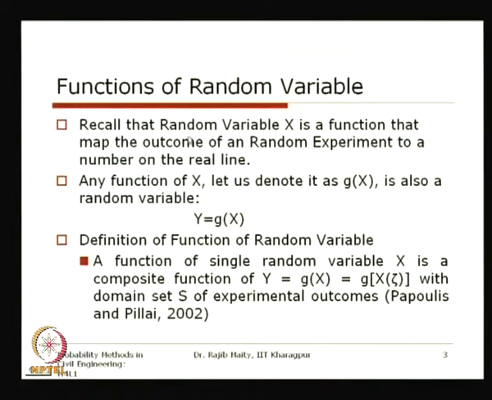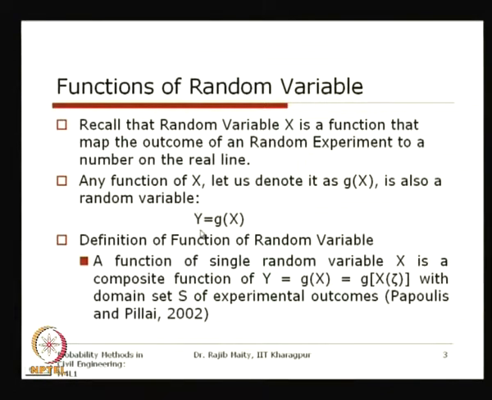So, first of all, what we discuss is that any random variable, denoted as x, is a function that maps the outcome of a random experiment to a number on the real line. So, a random variable itself is a function, that we know. Now, this is having a functional relationship with some other variable. So, from x what we are having is g(x), where y equals g(x). Now, this g(x) is also a random variable.